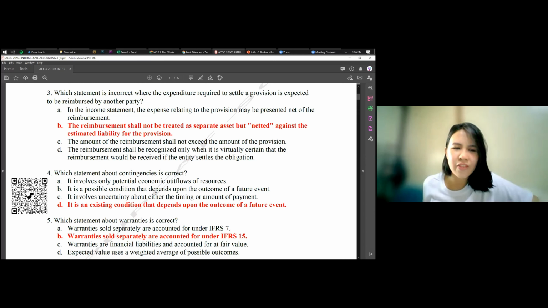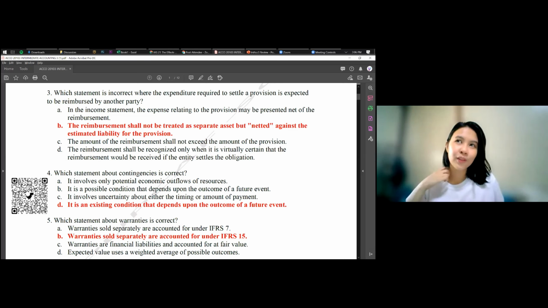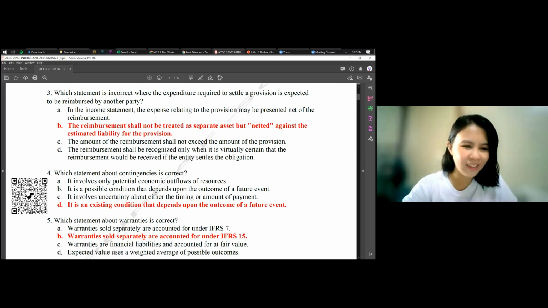So, warranties are financial liabilities. No, we're actually discussing non-financial liabilities where there are no contractual obligations. So, C is definitely panggulo. Pwede mo nang eliminate agad. D is expected value uses a weighted average of possible outcomes. So, expected value is used in provisions, right? Especially in litigations. So, warranties have like a procedure, diba? In accounting, meron talaga siyang method na ginagamit. Like, for example, yun nga yung box method, yung pinakita ko kanina. So, yun. Nakakagulo lang din siya, letter D.